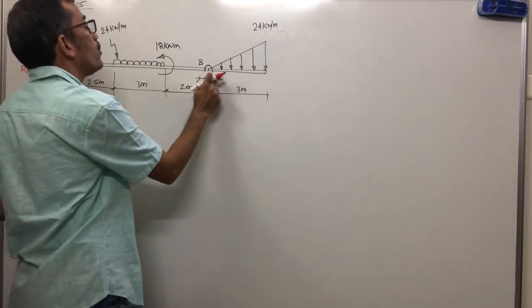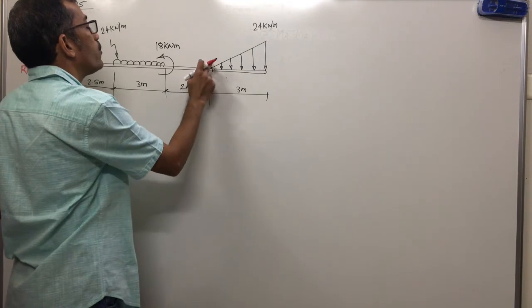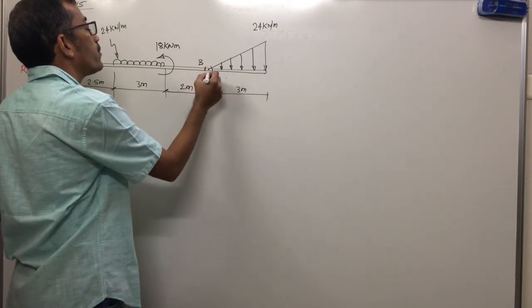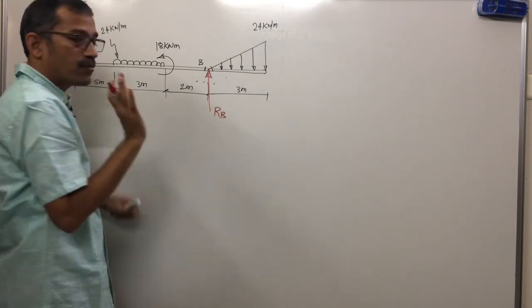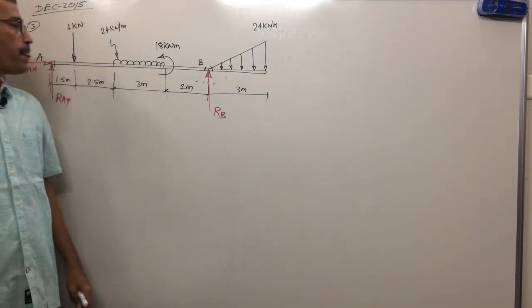Support at B is a roller. For a roller support, what will we get? Only one reaction, perpendicular to the contact surface. That means here we get the reaction, what will we call it? RB. Okay. Support reactions.